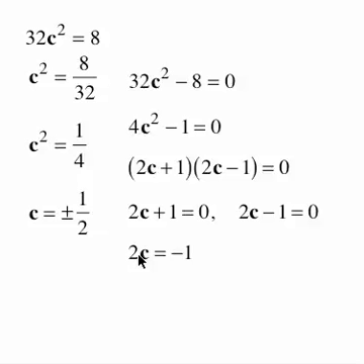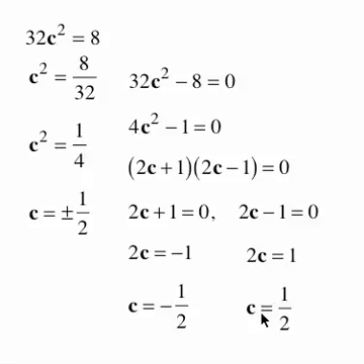It's multiplying the c, so I'm going to divide both sides by 2, so I get c is equal to negative 1/2. Over here, I'm going to do the same thing. I want to get rid of that negative 1, so I'm going to add 1 to both sides, so I have 2c equals 1. I want to get rid of the 2. It's multiplying the c, so I'm going to divide both sides by 2, so c is equal to 1/2. So here we get c equals negative 1/2 and positive 1/2.